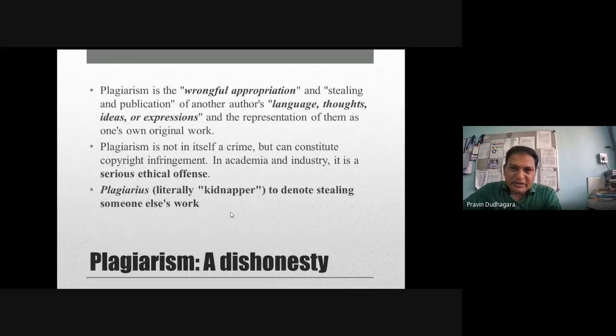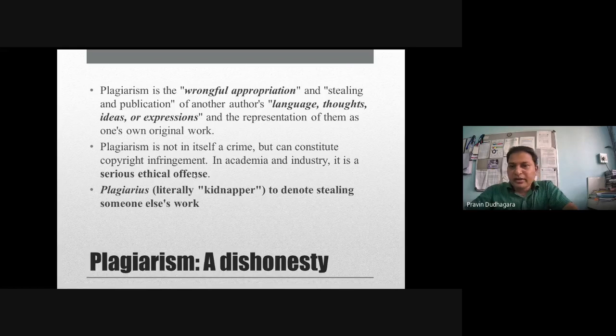So that means this entire research ethics is generally about dishonesty, or about stolen ideas of someone. That broadly is known as plagiarism. Plagiarism is the wrongful appropriation, stealing and publication of other authors' language, thoughts, ideas, as well as expressions, and representing those thoughts and ideas as one's own original work. So it is considered plagiarism.